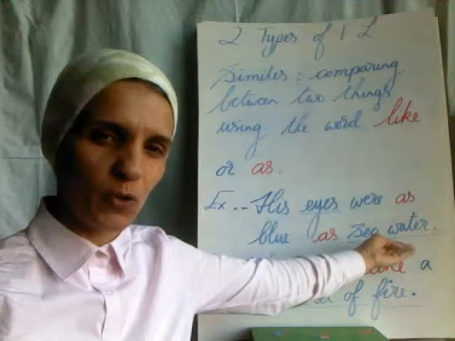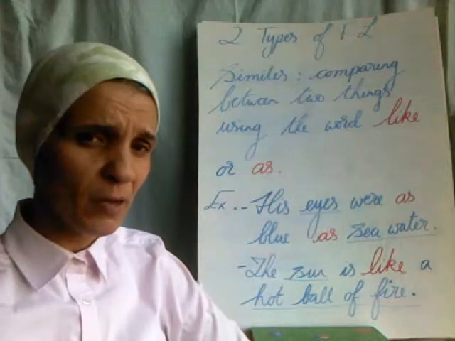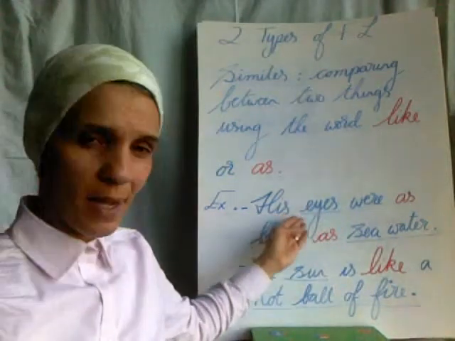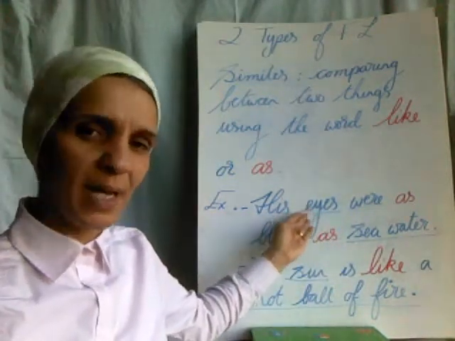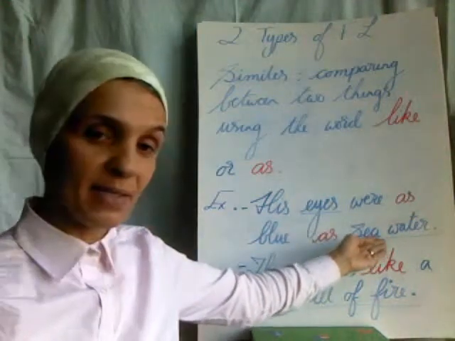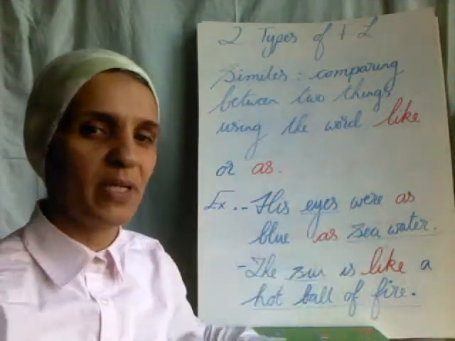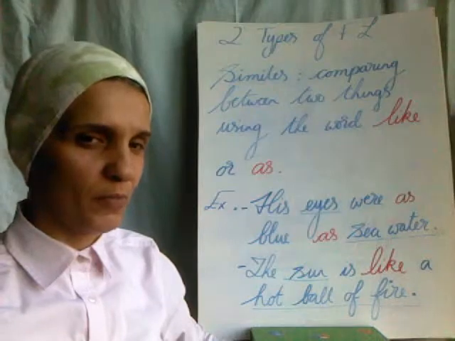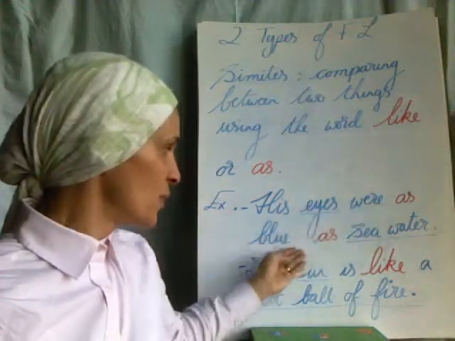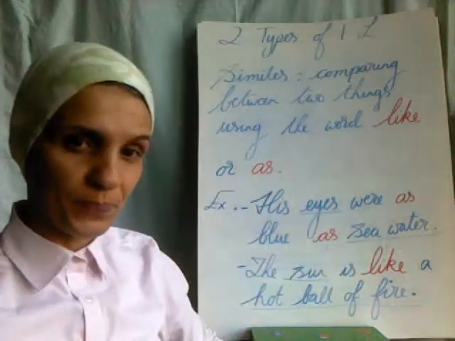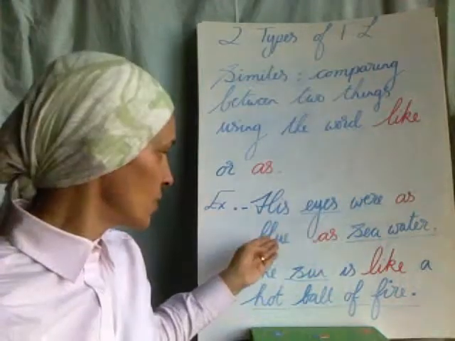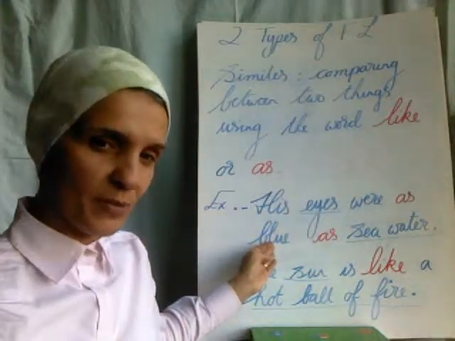This lovely turquoise blue. Okay, so I'm saying his eyes, and I didn't use the word color, but when we say as seawater, that means I'm probably talking about their color. His eyes were as blue as the seawater. Okay, I didn't use the word color because I used the word blue here.